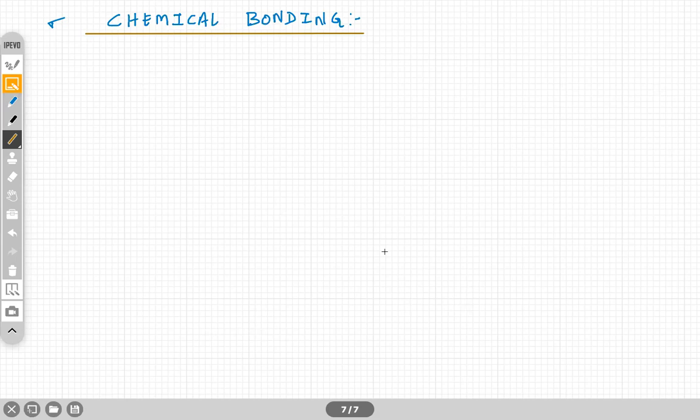What is octet? All atoms try to have 8 electrons in their valence shell. That is, we call it the octet rule, okay? But the octet rule is not the only thing for an atom to gain stability. It is just one small theory. In fact, most atoms do not follow the octet rule. There are only a few atoms which follow it. So obviously octet is not the only reason. There are other things also which we'll discuss in this chapter.